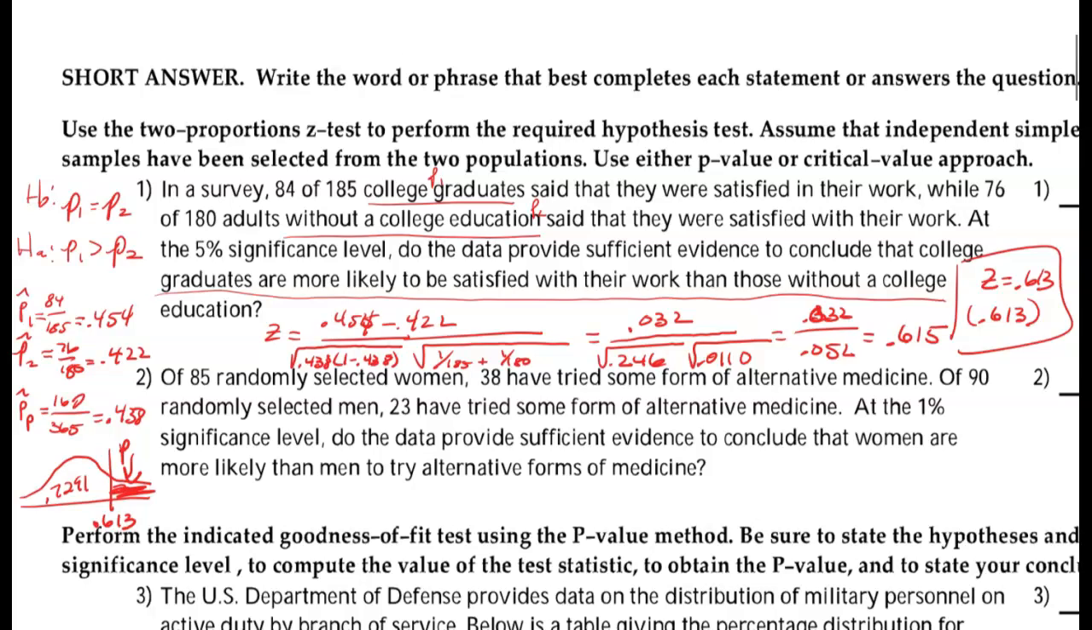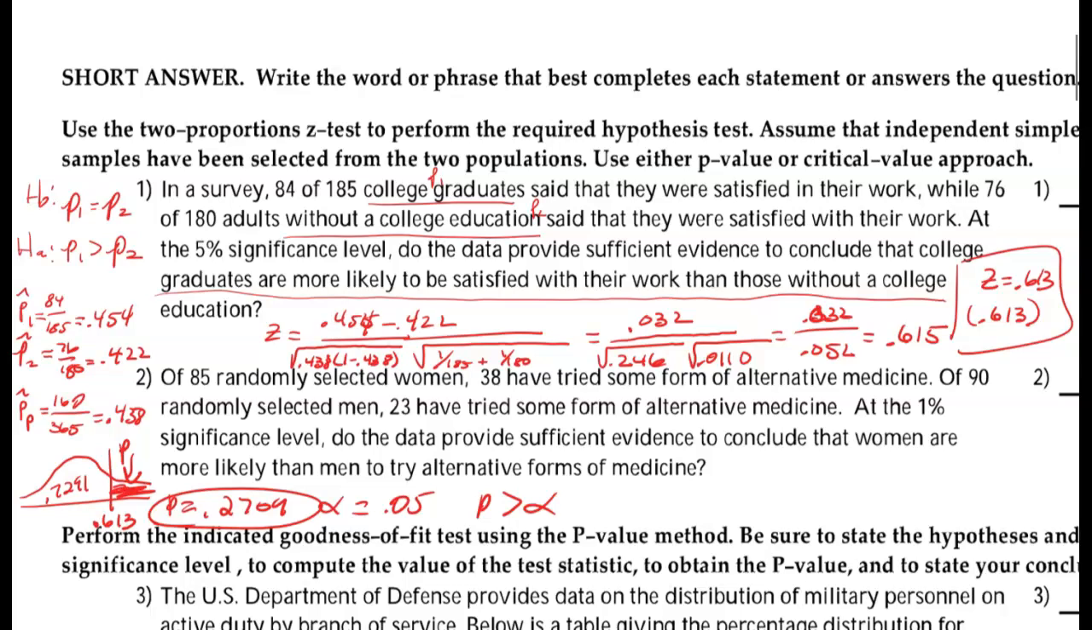So 1 minus 0.7291 is going to give me 0.2709. So our p-value for this problem equals 0.2709. Either way, alpha is 0.05. P is clearly greater than alpha. This is the reasoning. These are the steps I should see. So I know you understand what it means to reject or not reject.